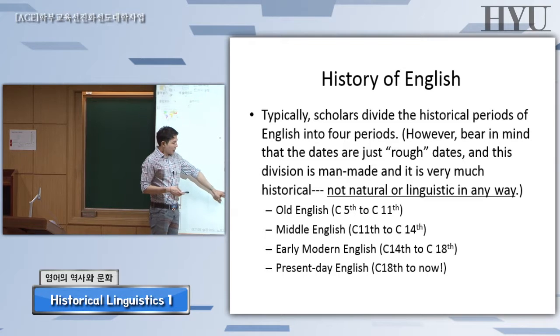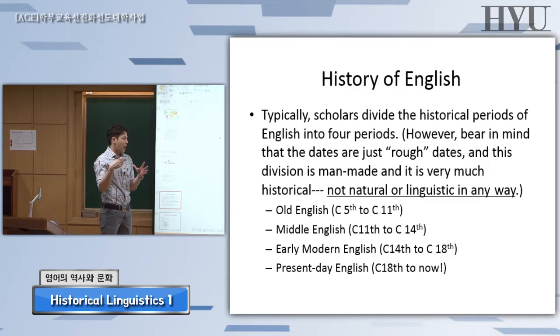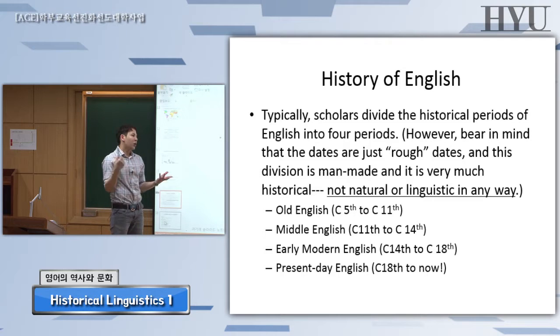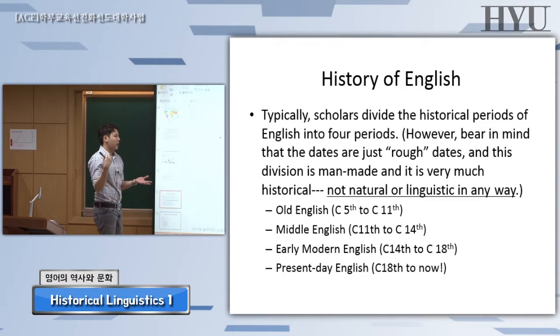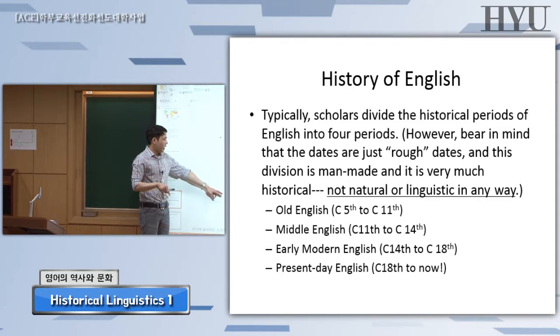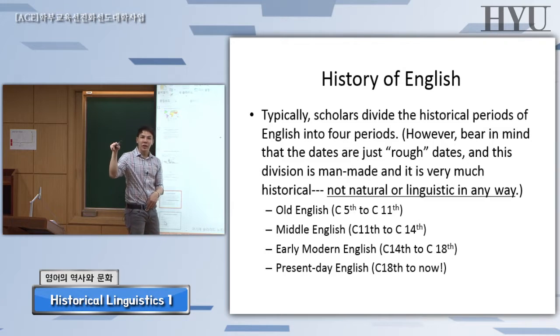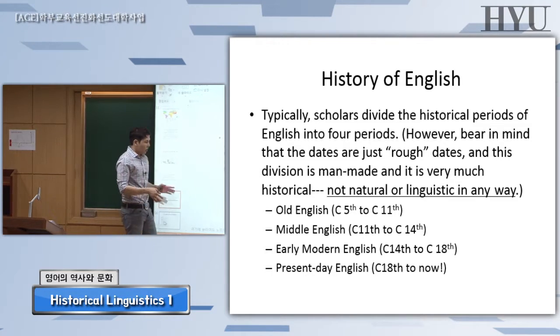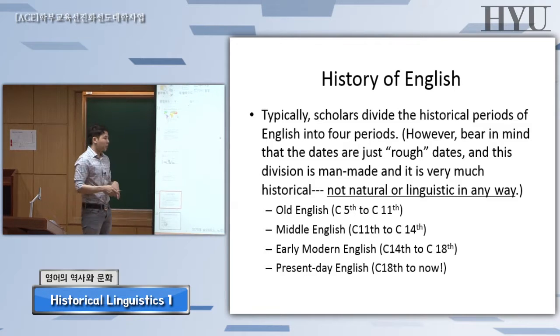And Early Modern English is from the 14th to 18th century, and that's when we have Shakespeare, Dryden, Alexander Pope, John Milton, Emily Bronte, Daniel Defoe, and all other people, right? And you also have American English beginning in this period in the 17th century, when some of the British people moved to the New World, America. And Present Day English is from the 18th century till now.